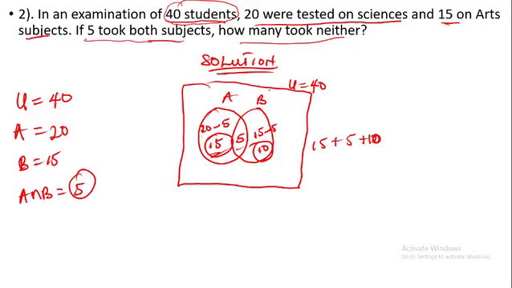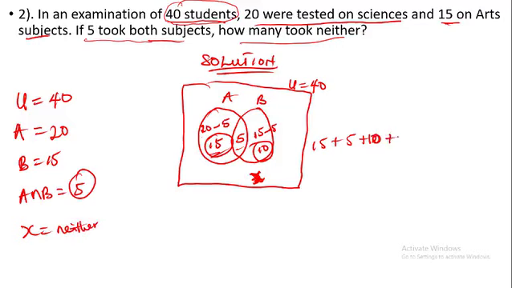Okay, now those who took neither, they are not in this subset. They are not in A, they are not in B. So where should they be? They should be somewhere in the universal set. Let's call it X. So X are those who took what? Neither. Those who did not take the JAMB at all.